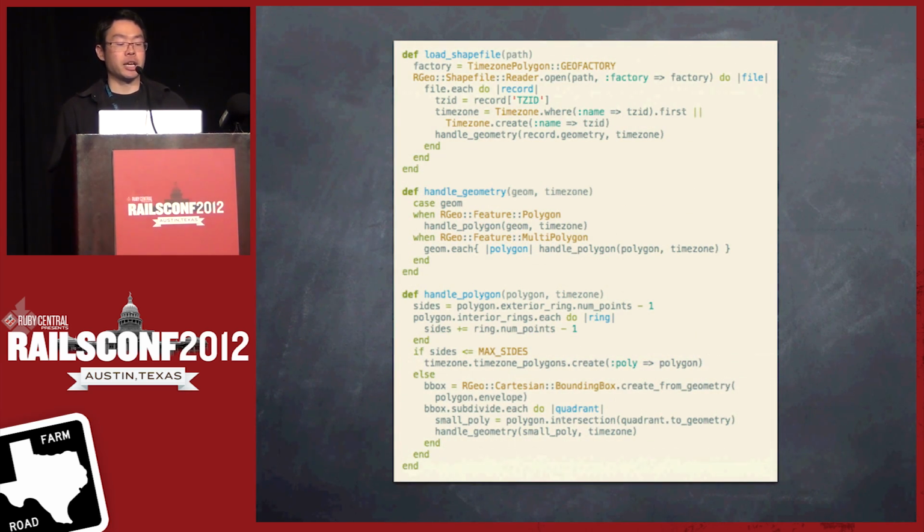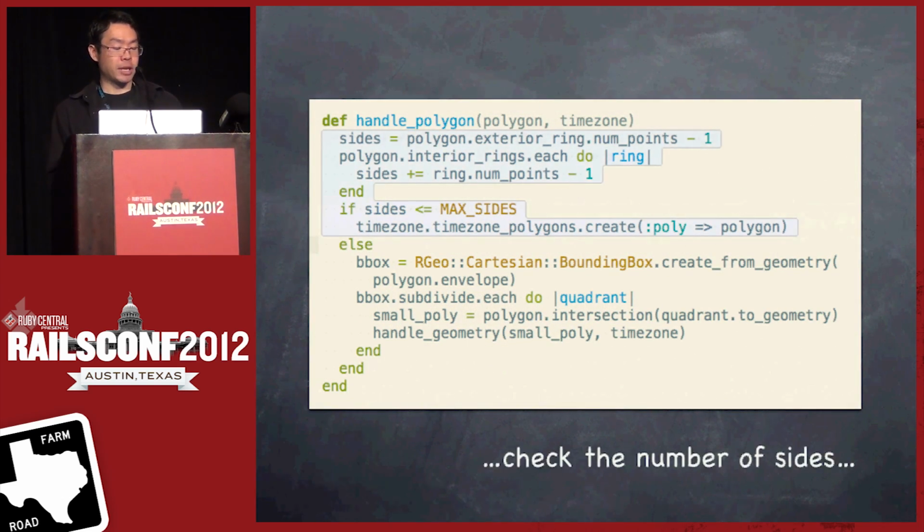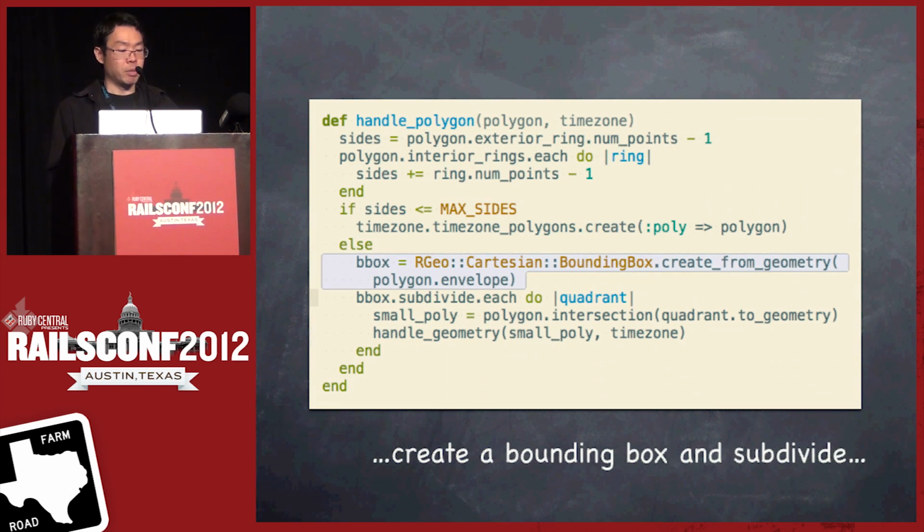So this is what it looks like here with the entire segmentation algorithm. There's a lot of code here. I just want to point out a few key points. This method down here is the main workhorse of the algorithm. If we zoom in here, we'll see how to handle a polygon. First, we count the number of sides. Now, if there aren't that many sides, then we just add the polygon to the database as it is. But if the polygon has a lot of sides, then we subdivide.